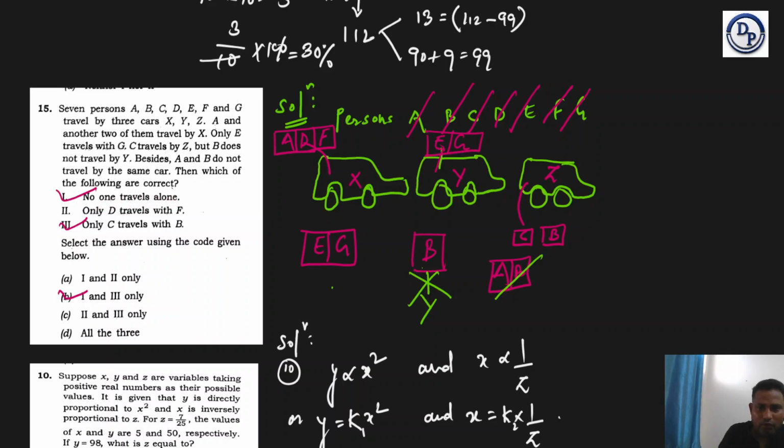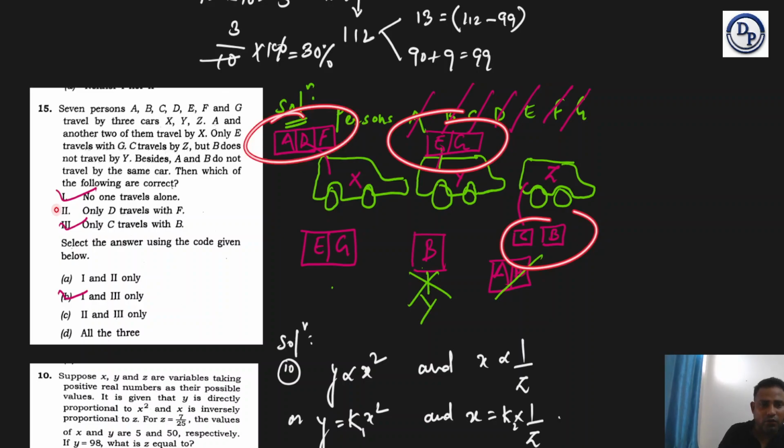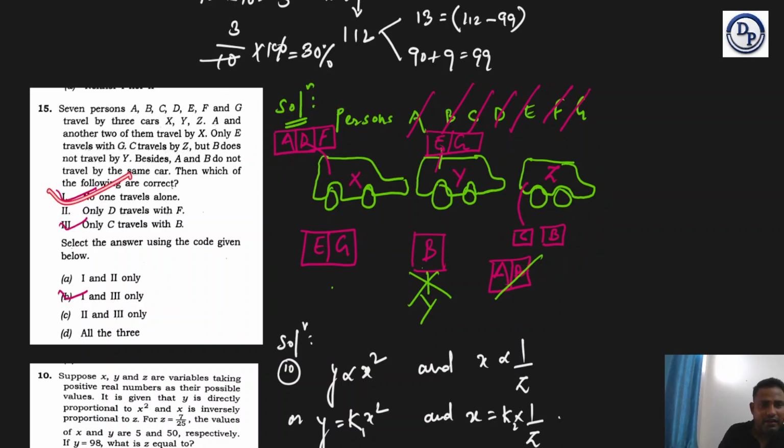So what is the statement now? No one travels alone. Absolutely. There are 2 persons here, 2 persons there, 3 persons, no one traveling alone. So this is correct. And D travels with F? No, only A and D both travel with F. So this is wrong. What about only C travels with B? Obviously, C travels with B is correct. So 1 and 3 are correct. So this is your correct answer.